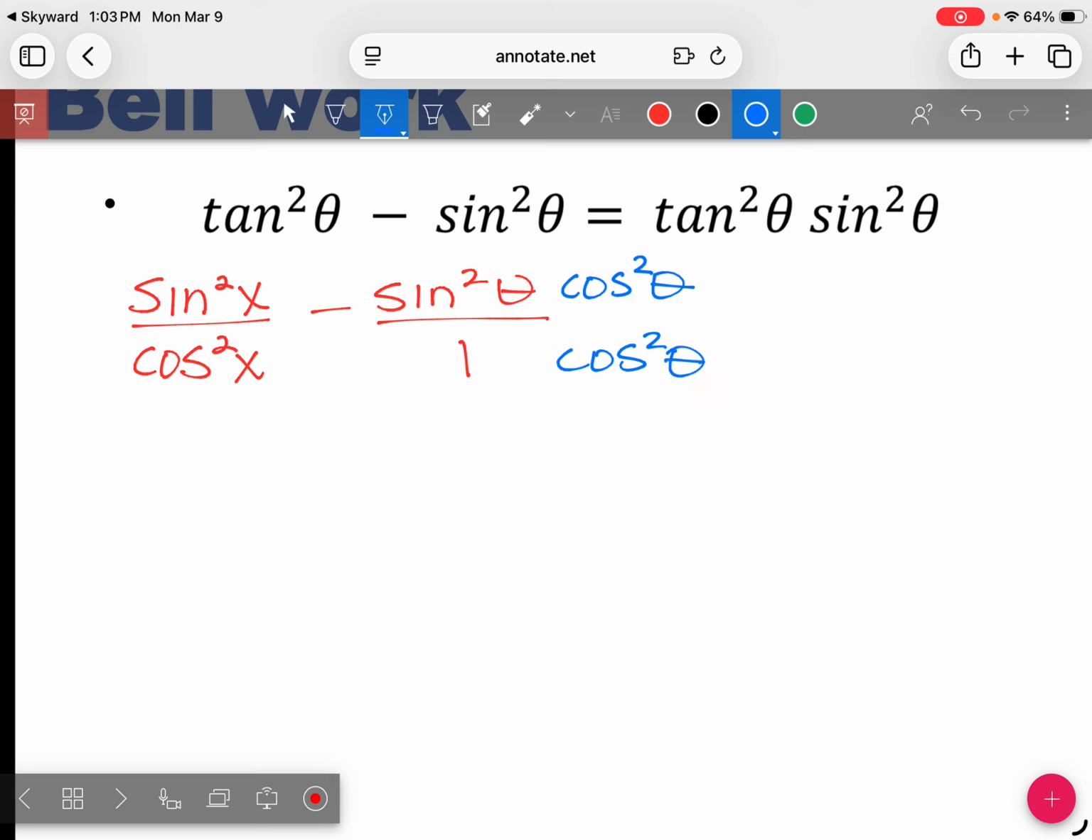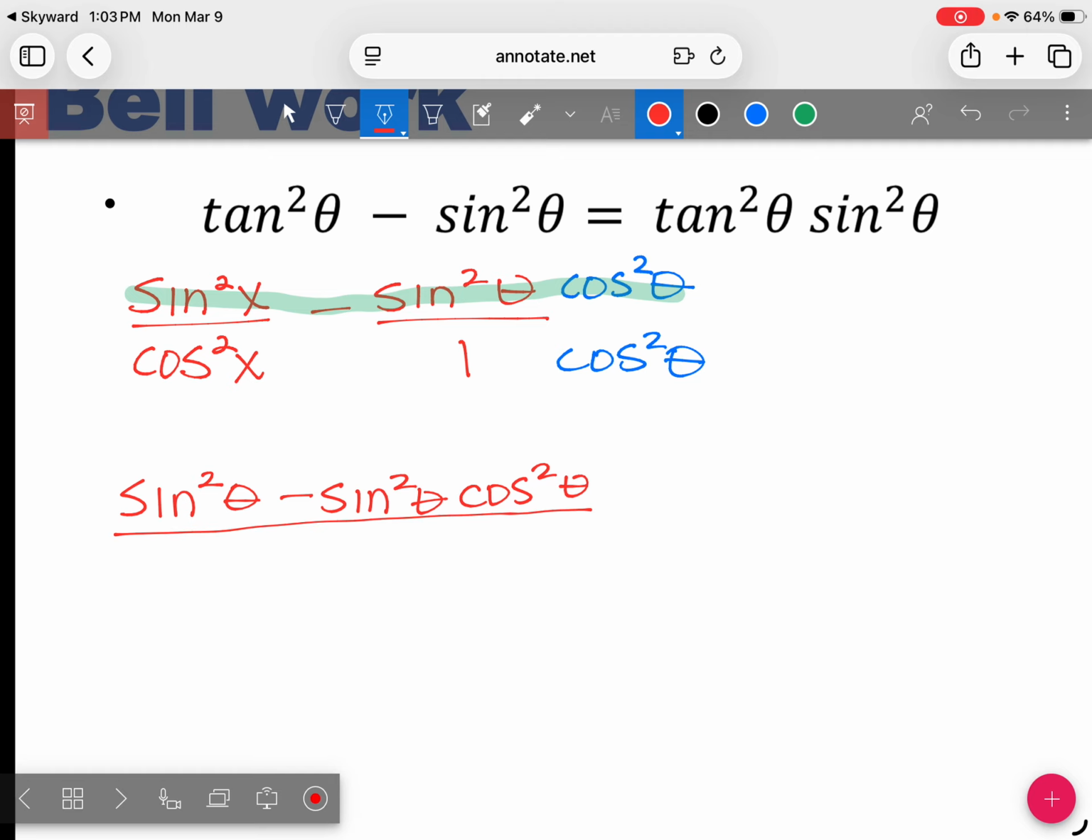So what I like to do at that point is just write what you see going across. So what I have in my numerator is sine, I'm changing it from x to theta. Let me just bring it back to a theta. So sine squared theta minus sine squared theta cosine squared theta. And that's all over cosine squared theta.